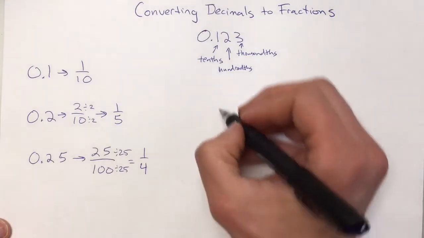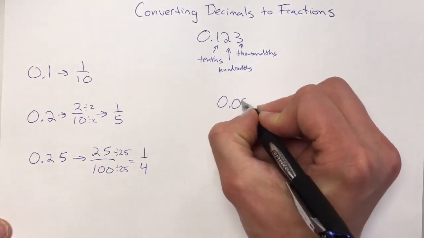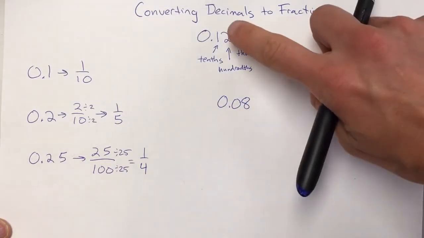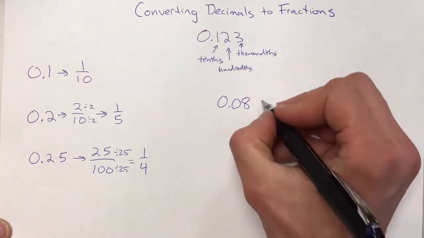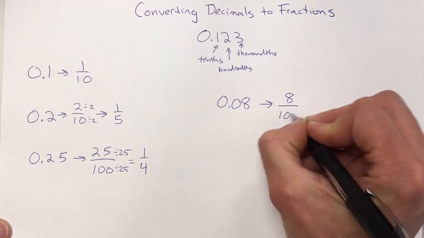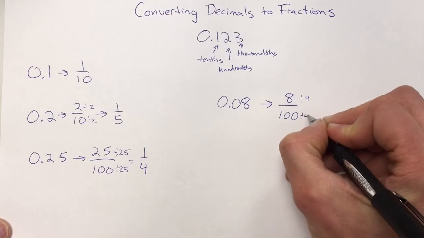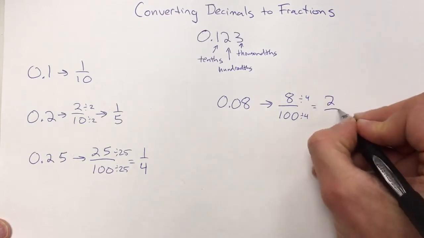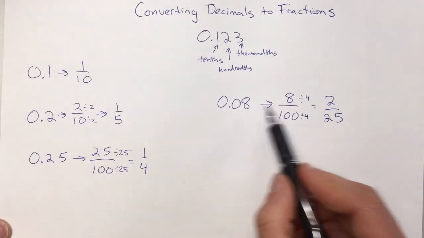Now be careful, because there can also be times where, let's say you had something like 0.08. Right? It's only one number, but it is 2 digits over. So when you read that, you're on the second place value, that's hundredths, 8 hundredths. So then you would write it as 8/100. And then you would simplify, divide by 4, divide by 4. And that gives me 2/25. Okay, so that's how we would turn that decimal into a fraction.